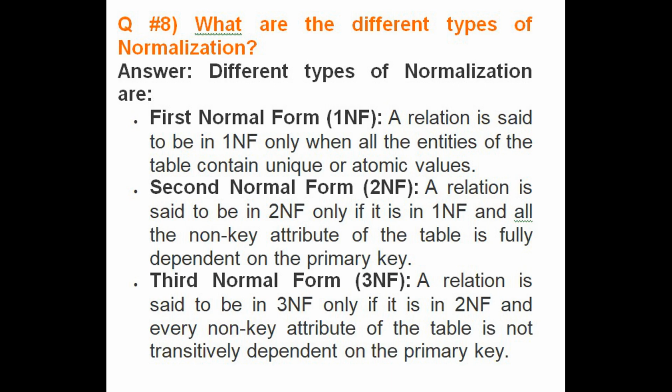Second normal form, 2NF. A relation is said to be in 2NF only if it is in 1NF and all the non-key attributes of the table are fully dependent on the primary key. Third normal form, 3NF. A relation is said to be in 3NF only if it is in 2NF and every non-key attribute of the table is not transitively dependent on the primary key.